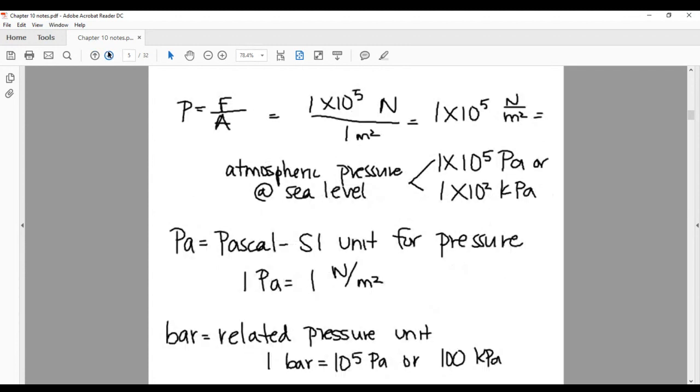So if we plug that in to our pressure equation and divide that by the area of our column, 1 meter squared, we get 1 times 10 to the 5 Newton per meter squared, which is equal to a Pascal, named after Blaise Pascal, who did a lot of studies with pressure. And Pascal is the SI unit for pressure. So 1 Pascal is equal to 1 Newton per meter squared. And that 1 times 10 to the 5 pascals is atmospheric pressure at sea level. Now, bar is a related pressure unit. You see there that 1 bar is equal to 10 to the 5 pascals, or 100 kilopascals.